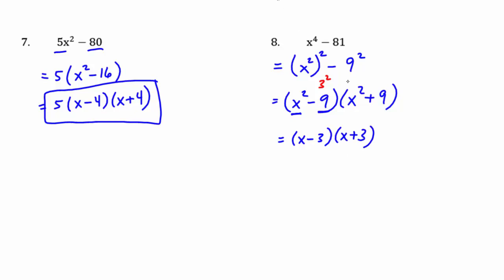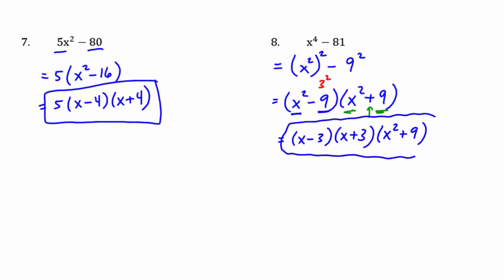And my next question is, well, can you factor this x squared plus 9 anymore? And the main thing is, look, this is a sum of squares, and you can't factor a sum of squares any further. So therefore, we'll just bring this x squared plus 9 down below. And this is our complete factorization of the x to the 4th minus 81.